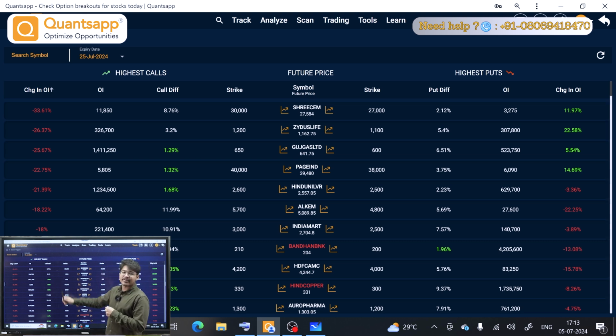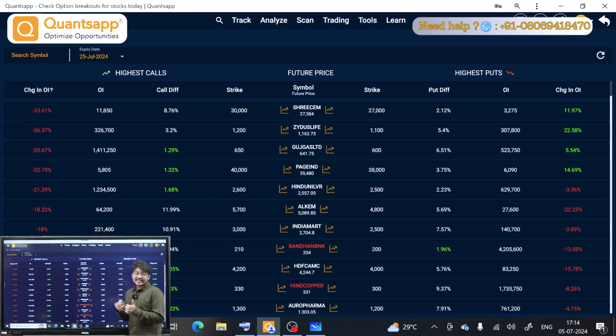We have the data of call difference. So call difference is something that I use, and it just shows you how far off your future price is from the heaviest OI call option strike price. So for example, if I take Gujarat Gas, okay, here is Gujarat Gas. Gujarat Gas future price is at 641. Its heaviest call strike is at 650. Now, how far off is future price from the heaviest call strike? So call difference is telling me it's 1.29%. This means that Gujarat Gas's future price is 1.29% away from the breakout.